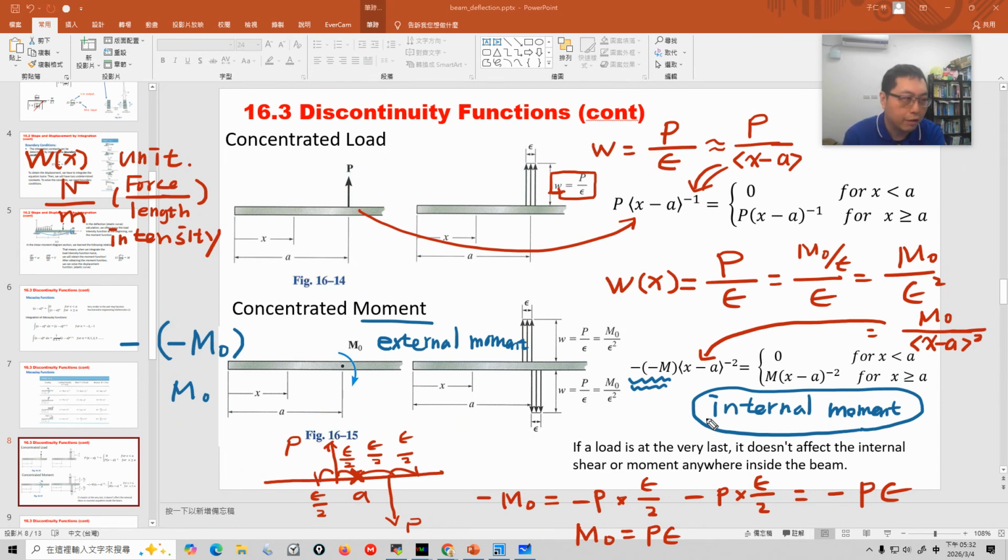I think I can wrap up and stop the video here. I don't want to make the video too long. For the next video, we'll also talk about the discontinuity function. There are still some points in the discontinuity function.